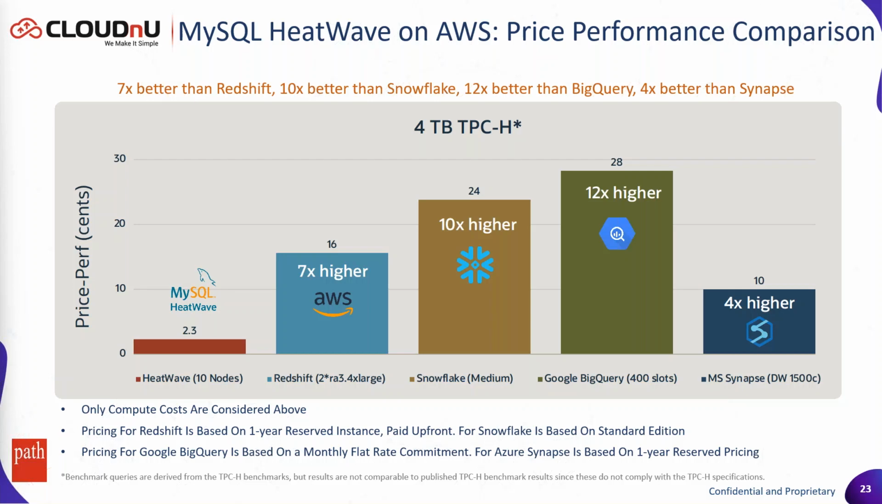MySQL HeatWave is 6.8 times faster than Amazon Redshift. And that's MySQL HeatWave on AWS. And then there's MySQL HeatWave price. It is half the cost of Amazon Redshift.